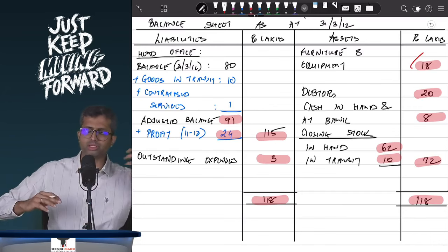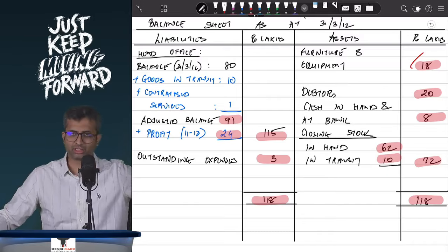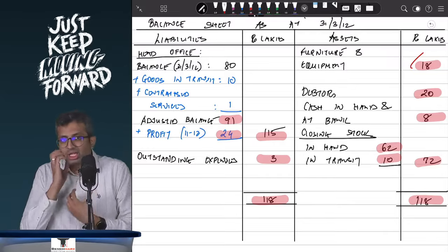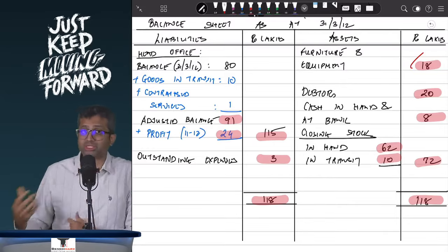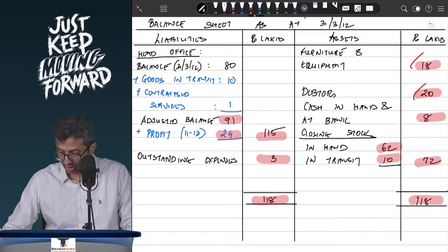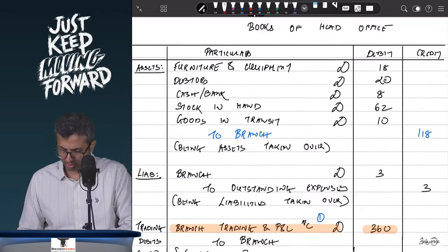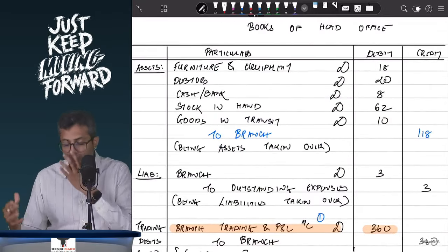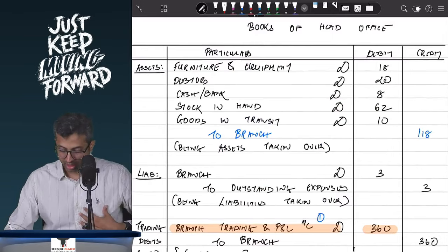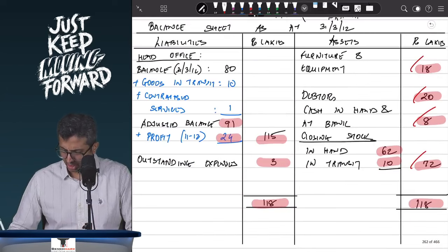Like if in head office books, if in branch books, head office is like a creditor or a capital provider. In the books of the head office we will say the branch has to give me stuff. So the branch gives you 18 plus 20 plus 8 plus 72, so over here 118. So this will be branch. Once it gives you, branch will be credited. Furniture debit, cash, stock, goods in transit, 118. Perfect. Okay, so this is taken.